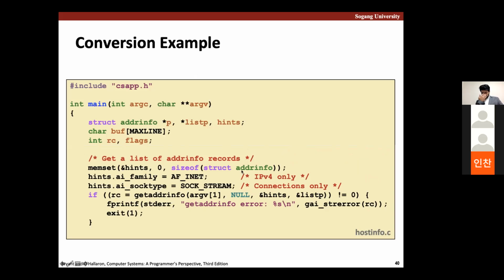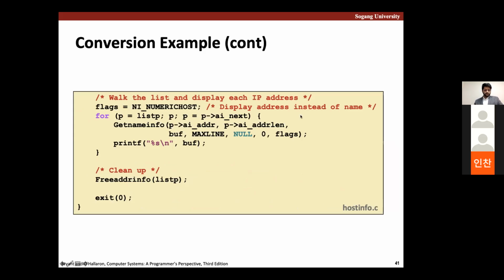So let's see a simple program that calls getaddrinfo and getnameinfo to display the mapping of a domain name to its associated IP address. At first we initialize the hints structure, as you see in the figure here with hints.ai_family and hints.ai_socktype, so that getaddrinfo returns the addresses we want. So we want AF_INET, IPv4 only IP addresses, and we want only connections. So we will call getaddrinfo.